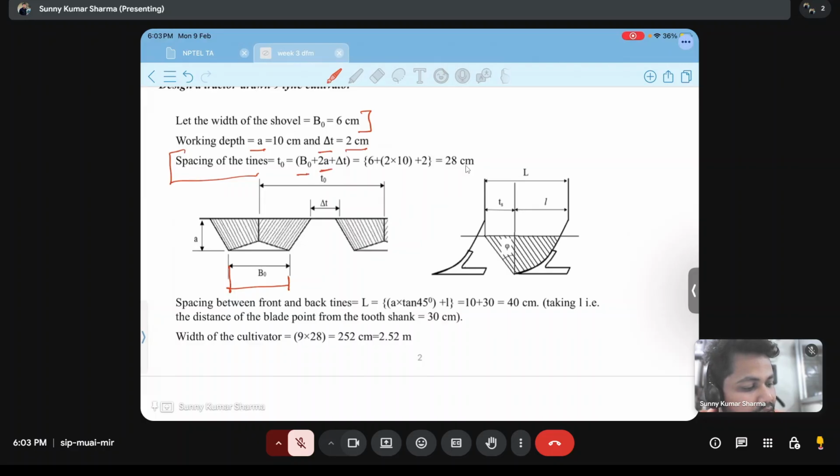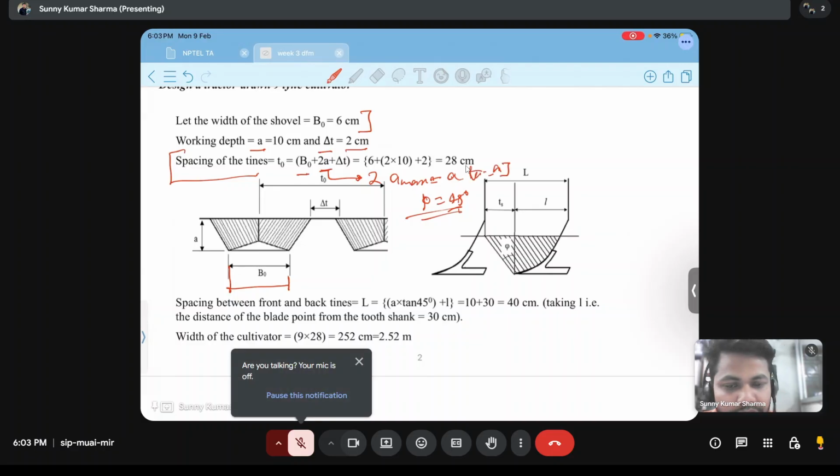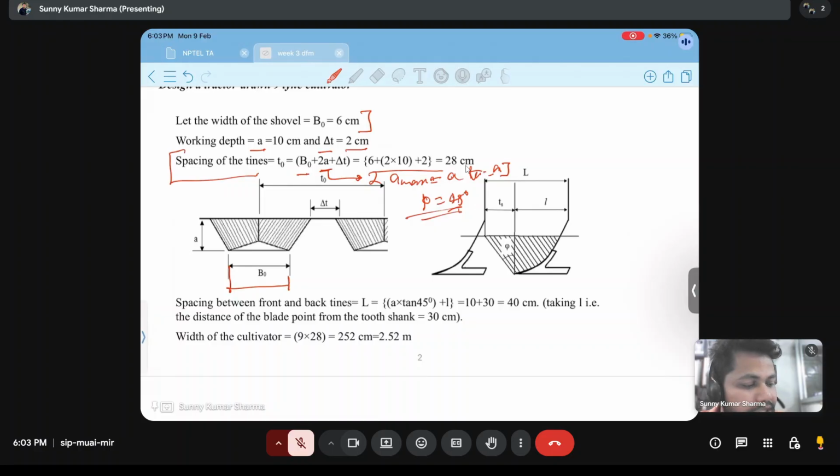In last class we discussed that it is actually a max, but for a max we take this internal angle of friction phi as 45 degree. So a max will become a tan 45, which is equal to a, and we have two tines here, so 2a will be there. So spacing between the tines will be b naught plus 2a plus delta t, which comes as 28 centimeter.